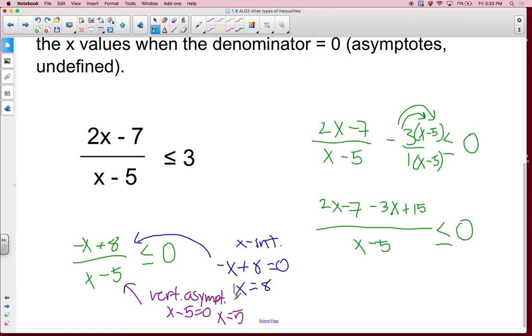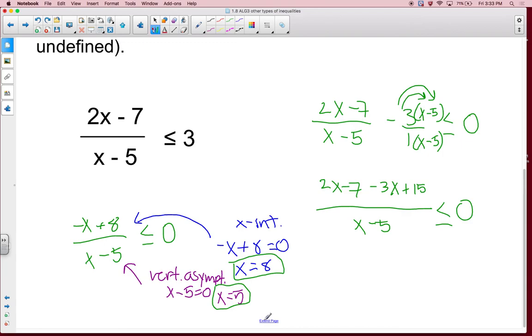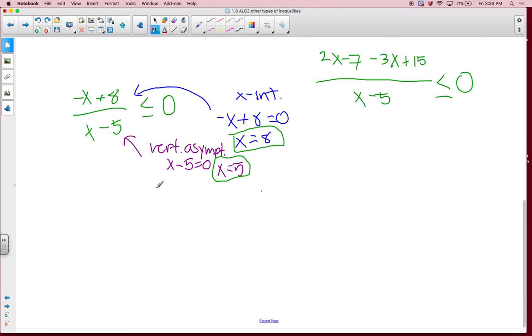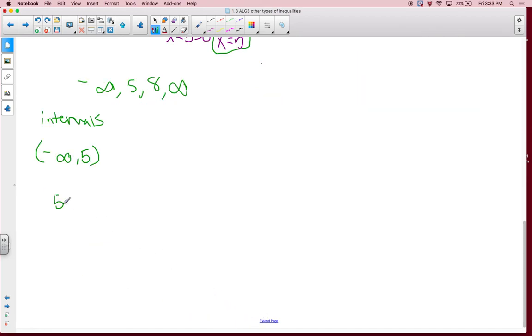Again, we're going to put them in order from least to greatest. You can draw out a number line if you would like. Okay, so we have negative infinity, 5, 8, and infinity. So writing my intervals out, I'll have negative infinity to 5, I'll have 5 to 8, and I'll have 8 to positive infinity.